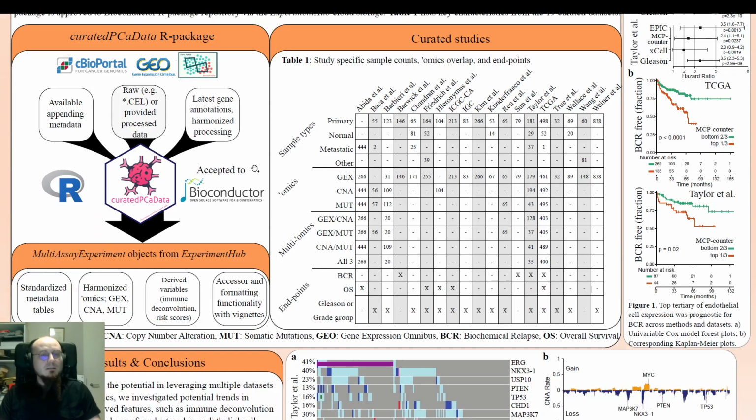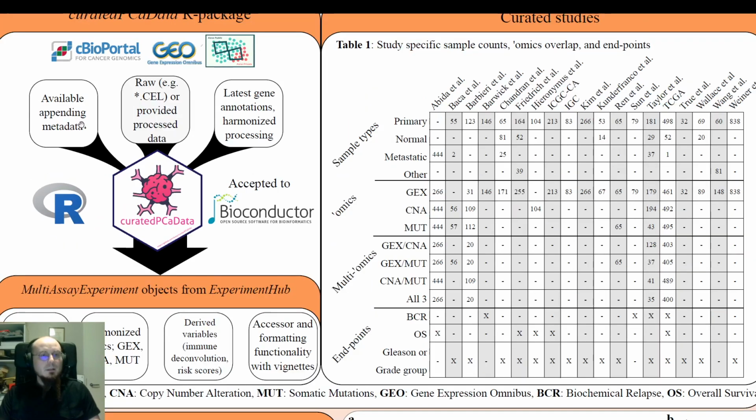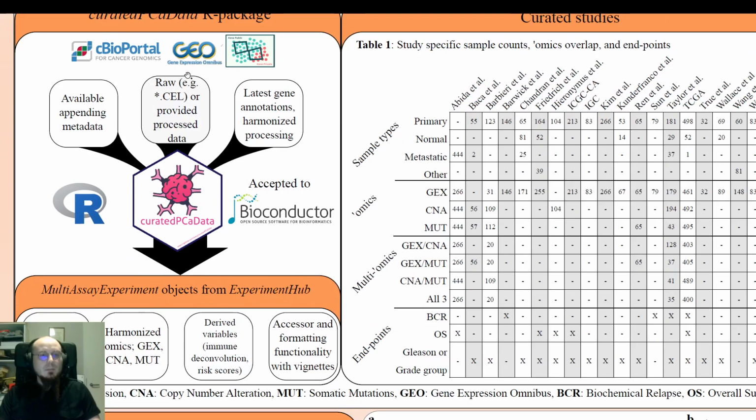The key ingredients behind the R package is that we're pulling our data from cBioPortal, Gene Expression Omnibus, and Xena Browser, the last one primarily for TCGA. And what we do for you is we try to scrape and extract all the potential metadata that is interesting and harmonize that to the same level, comparable to each other. And we go to the rawest possible data level. For example, for microarrays, we go to the level of CEL files. And there we use the latest gene annotations and harmonize the pipeline for processing those files.